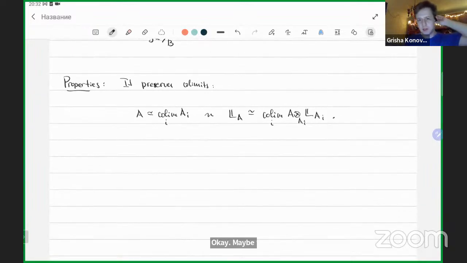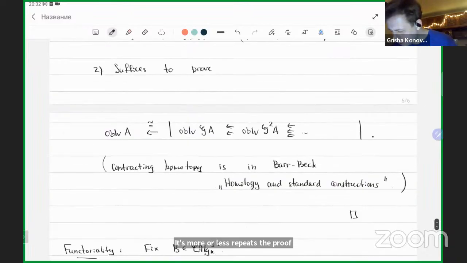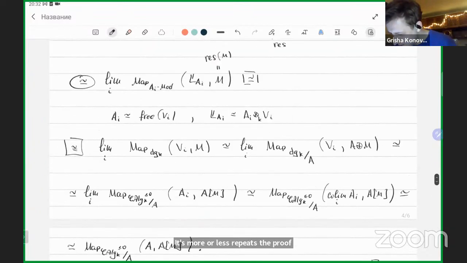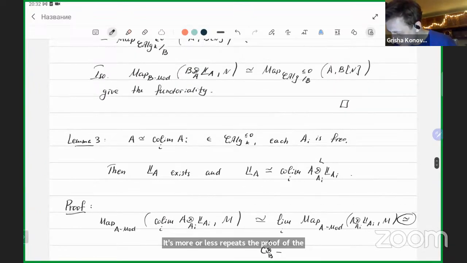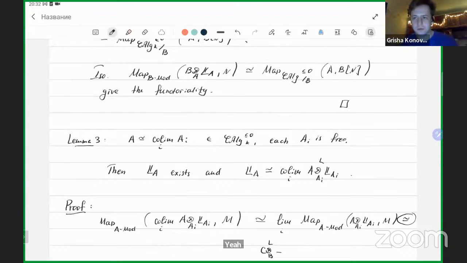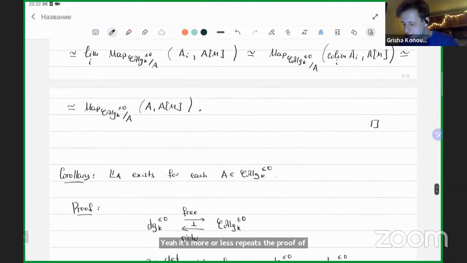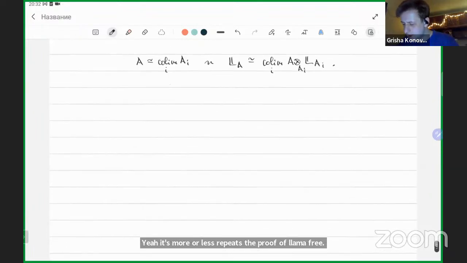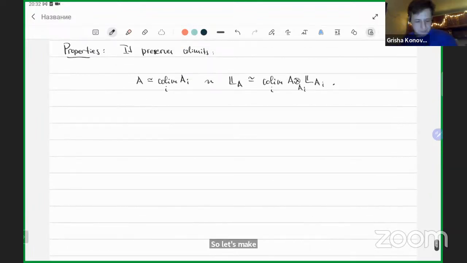It more or less repeats the proof of which lemma? Yeah, of this lemma, of the third lemma. It more or less repeats the proof of lemma 3. So let's maybe skip it for now and get to some more exciting stuff.